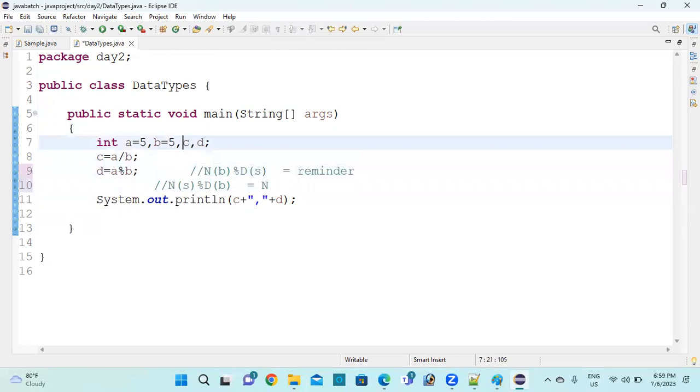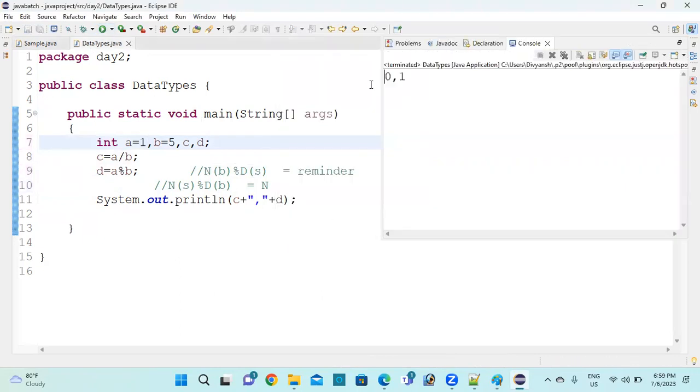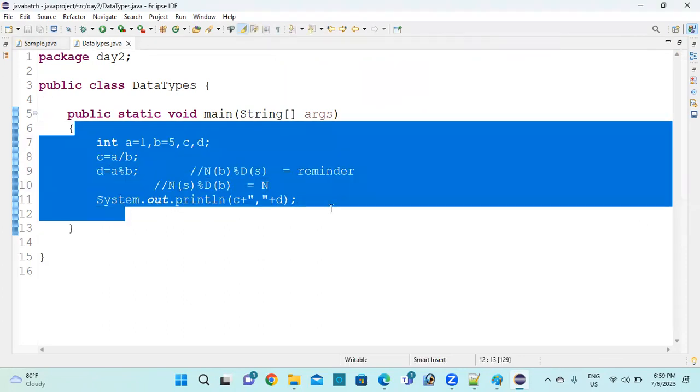Take A equals 1. What's the answer that will come? First one will be 0, second one will be 1. Because 1 modulus 2, 1 modulus 5 means 1 is small, 2 or 5 is big. So this we can call arithmetic operators. Okay. Next.